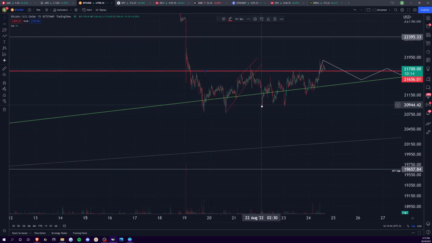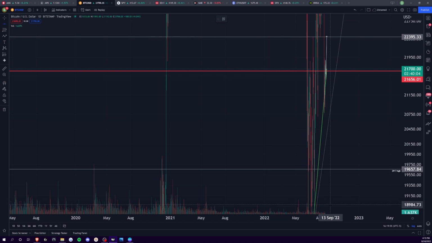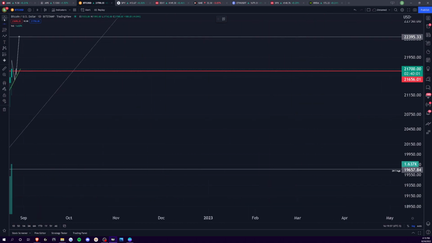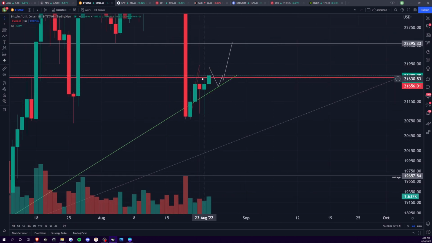Right now, it's going to be interesting to see if Bitcoin can hold this 21,650 level overnight. If it does, and especially on the daily close, let's take a look at that. So you have 2 hours and 40-ish minutes left. I think overall Bitcoin looks pretty strong here.